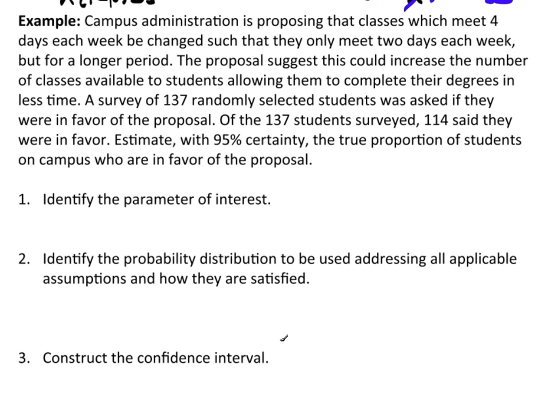Now, here's a few things I want to do. I have it numbered here. This is basically my thought process whenever I deal with situations like this. First thing I want to do is identify the parameter of interest. What am I talking about here? Well, I'm talking about proportion. So the parameter of interest will be pi, which is a proportion.